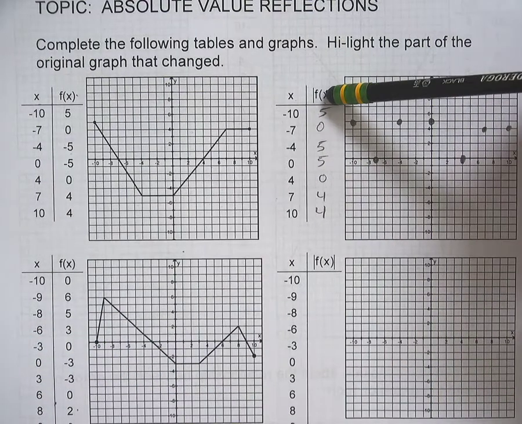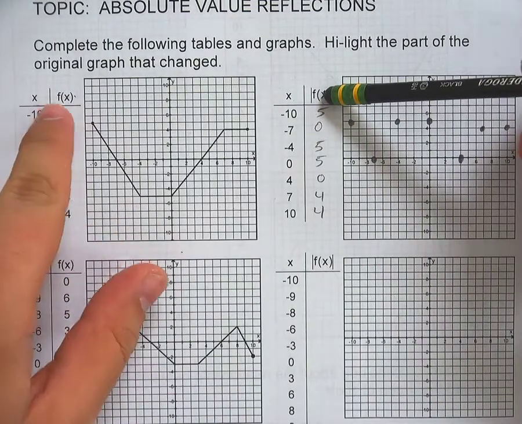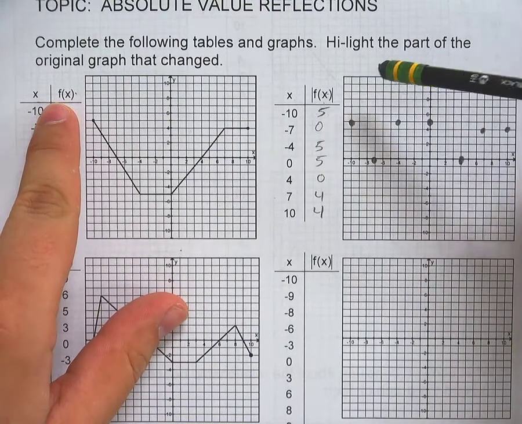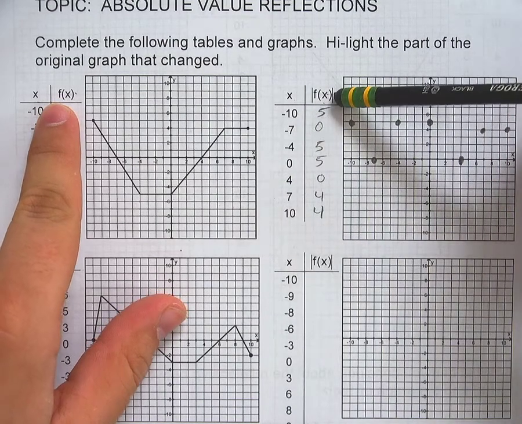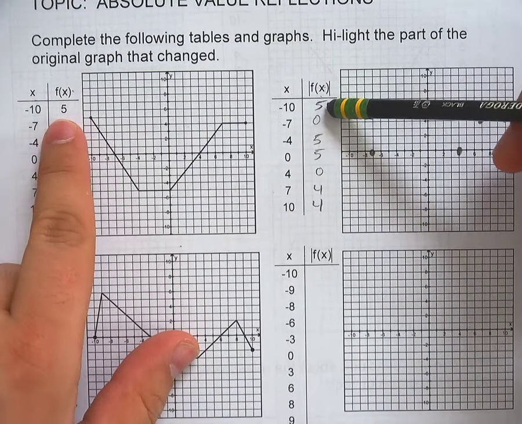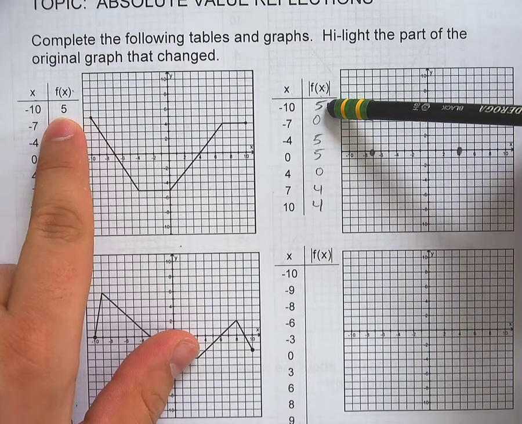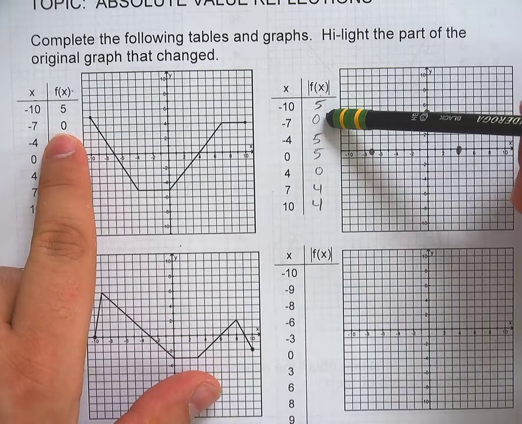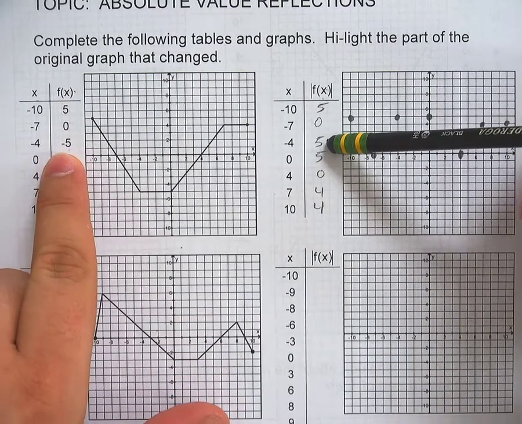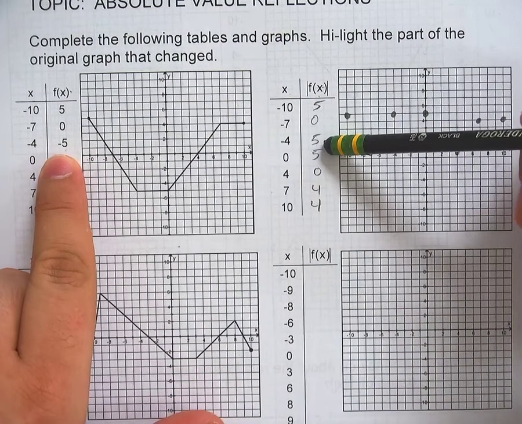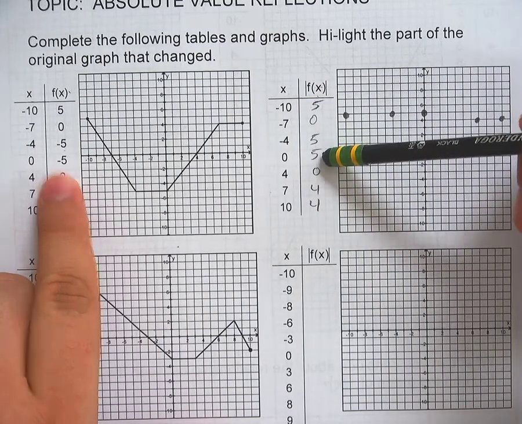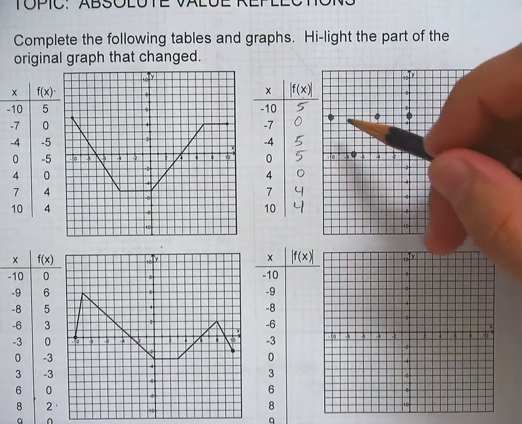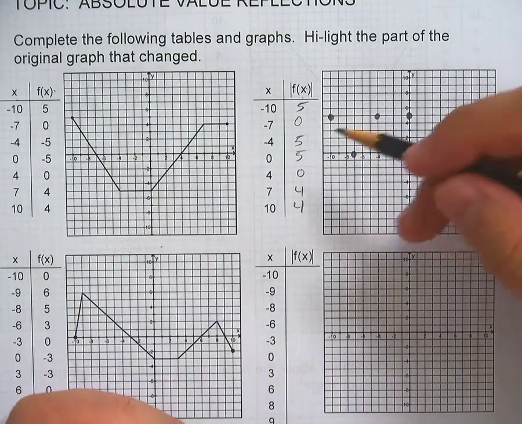So the y values here are coming off of this. It says complete the following tables and graphs, highlight the part of the original graph that has changed. So what I'm doing is I take negative 10 comma 5 and I make the y values positive if they're not already. Well, it is here. 0 is not positive or negative. Negative 5 becomes positive 5 here. Negative 5 becomes positive 5, 0, 4, 4. And then what I've done is to plot those points over on this side.